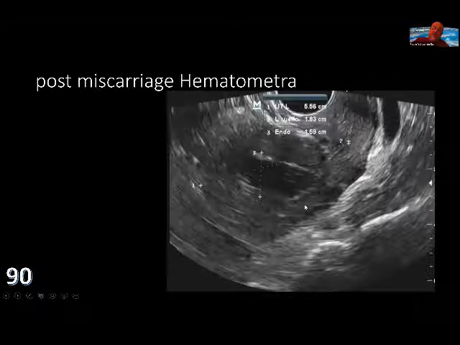Hematometra, or presence of fluid, namely blood inside the uterus, is seen also after a miscarriage. Sometimes the cervix closes tight and then prevents the blood from getting outside. And we can see a collection which is causing cramping. Sometimes it can become infected, and that is easily relieved by mild dilation of the cervical orifice in the office.